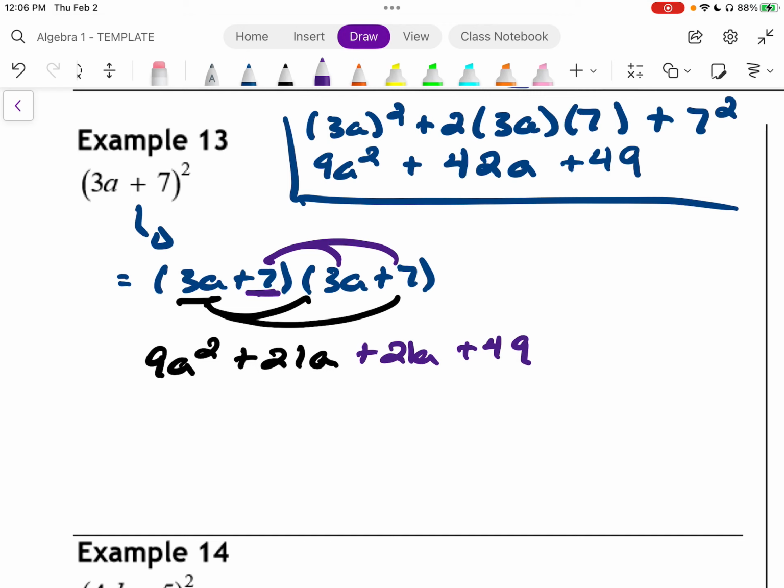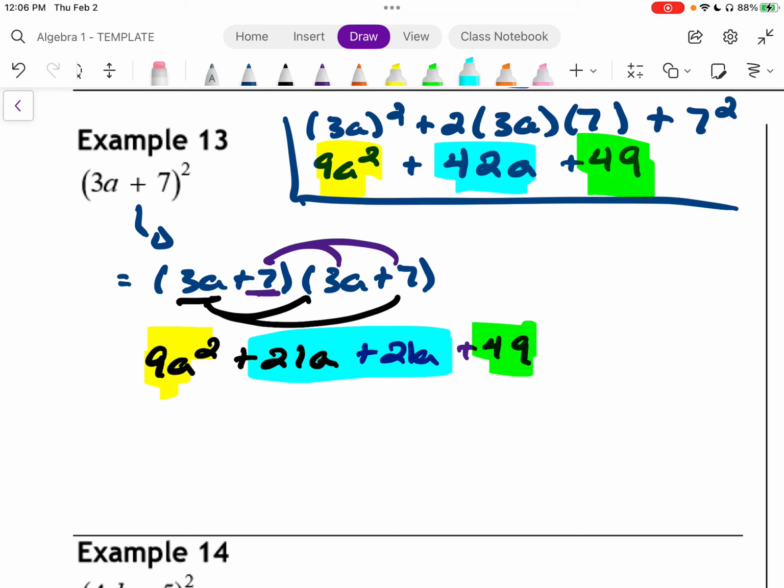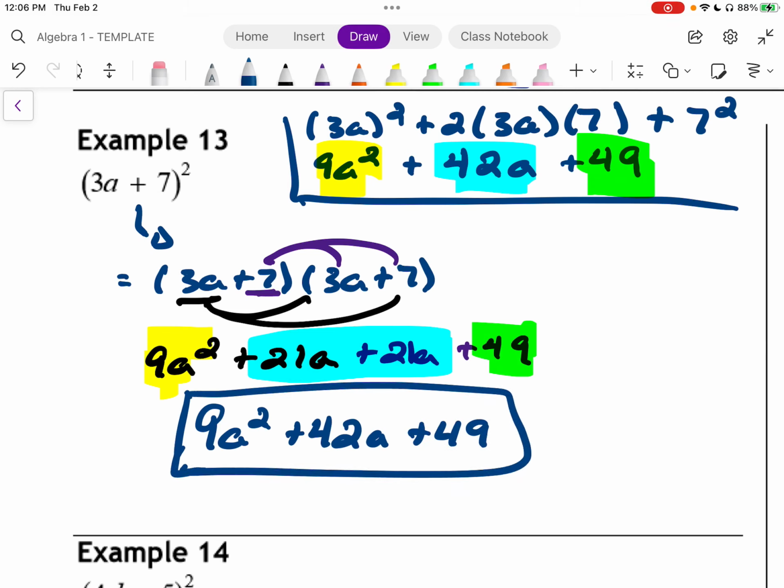Something to see here is our pattern is showing up. We have our 9a squared. We have our 49. And then these middle pieces are the same thing added up, so you can kind of multiply by 2 instead of adding them. That's how they get the 42 from the formula. So 9a squared plus 42a plus 49. And there we are.